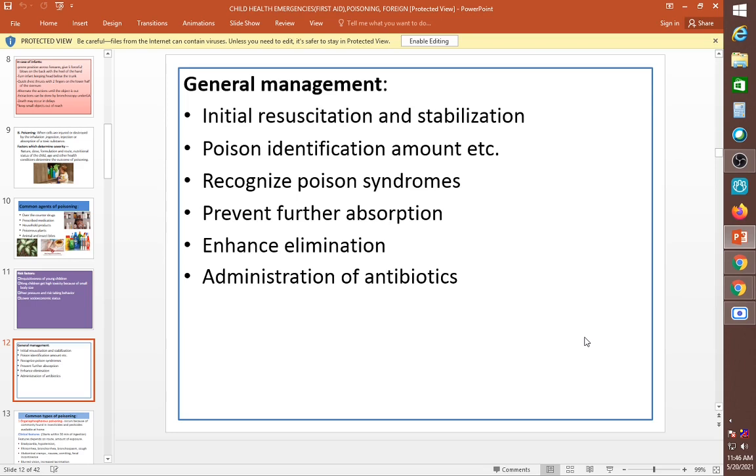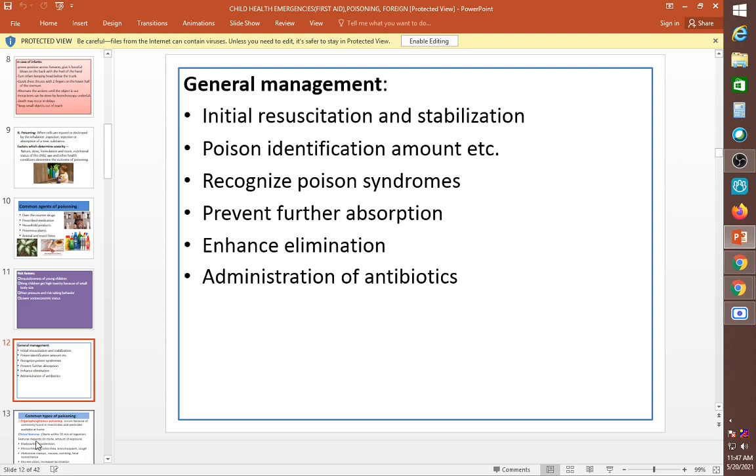And then administration of antibiotics. Why is an antibiotic necessary? Because when a poison enters the body, what happens? It causes injury and destruction of the cells. There is ulceration and healing. There may be other infections which may set in. That's why, to prevent infections, antibiotics are prescribed.